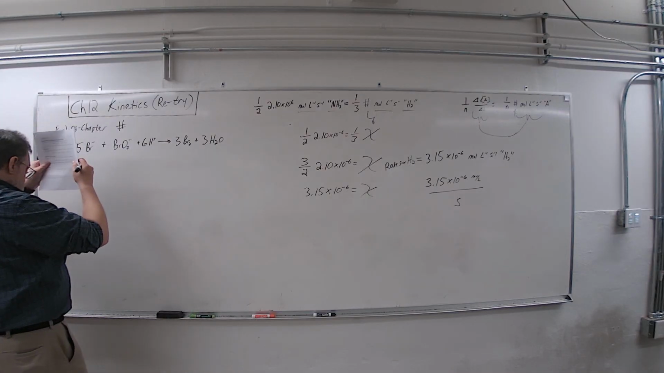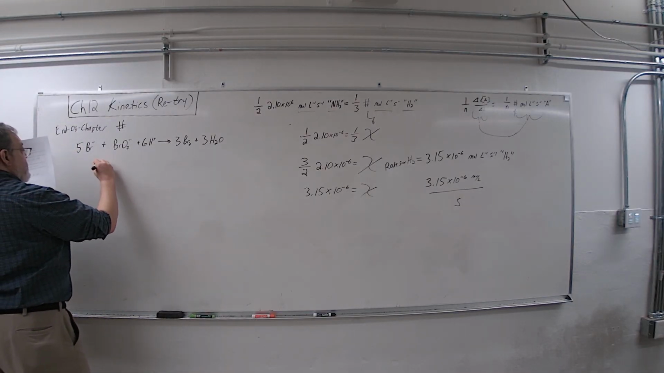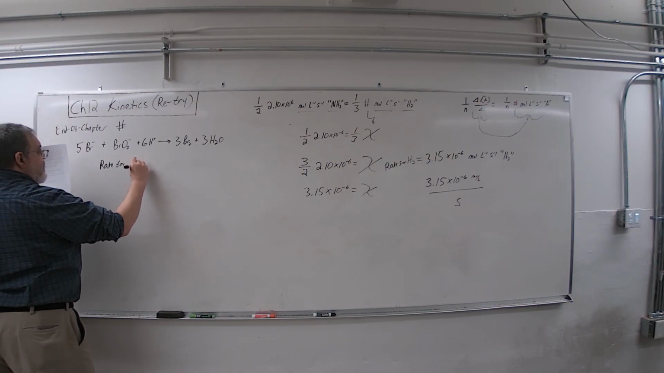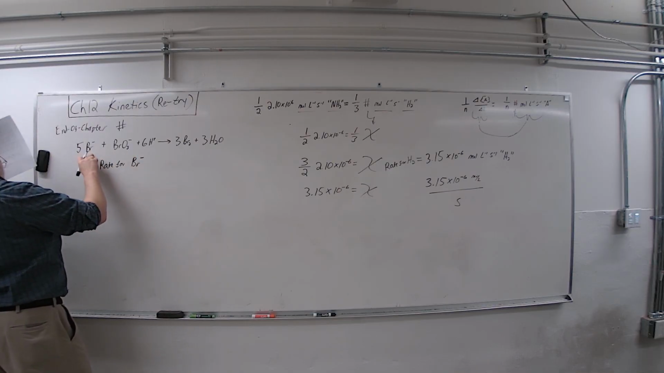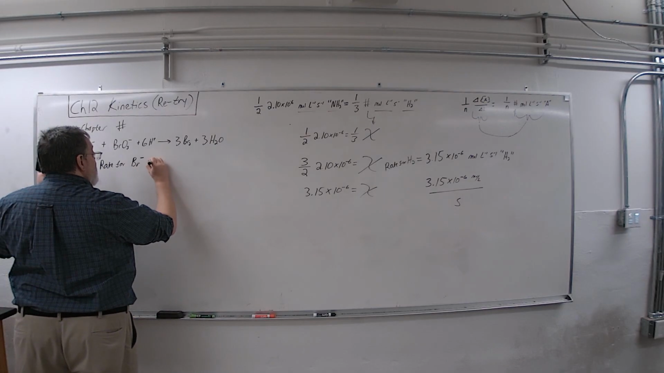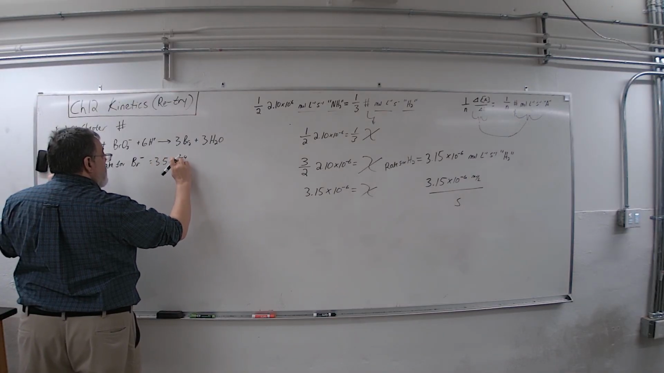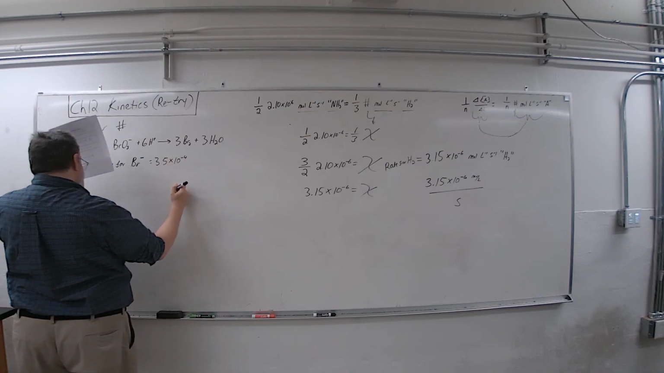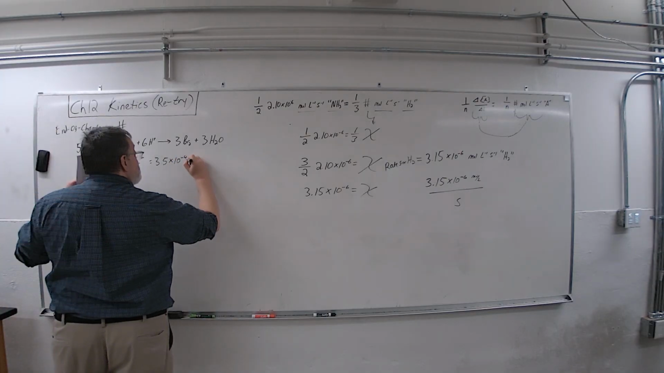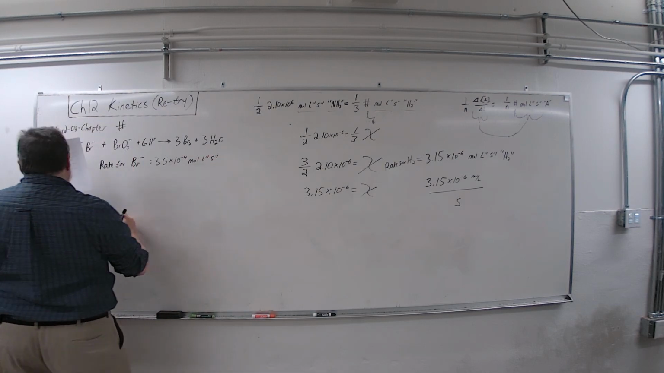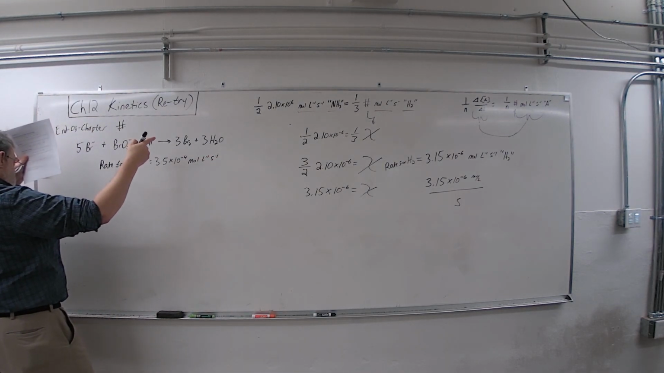And they tell you Br negative, that's this with the 5. Br negative is 3.5 times 10 to the negative 4. And this one is in seconds. Moles per liter per second. And then, of course, it asks you for one of these other ones, Br2.